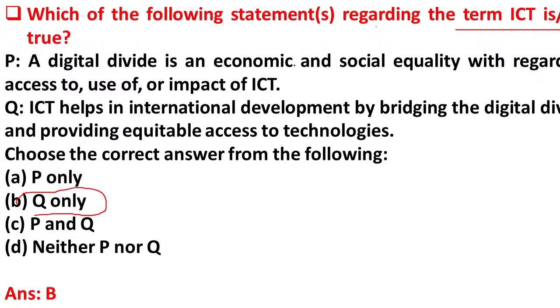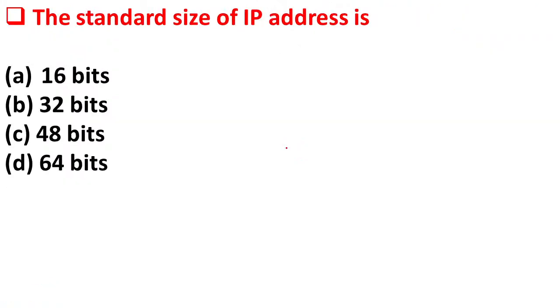Digital divide does not mean a relationship between economic and social equality. So option P is wrong. Q is correct here. ICT helps in international development by bridging the digital divide and providing equitable access to technologies. This is correct here.